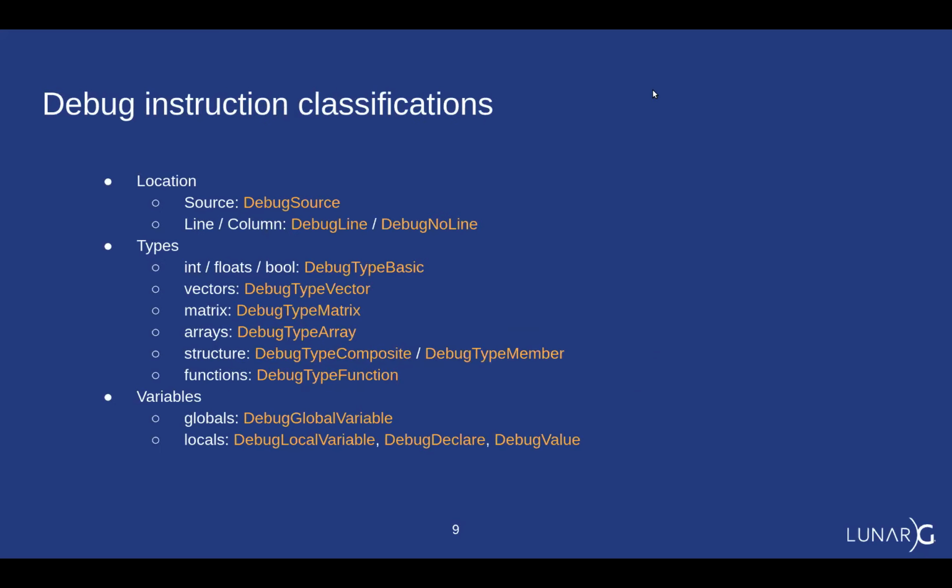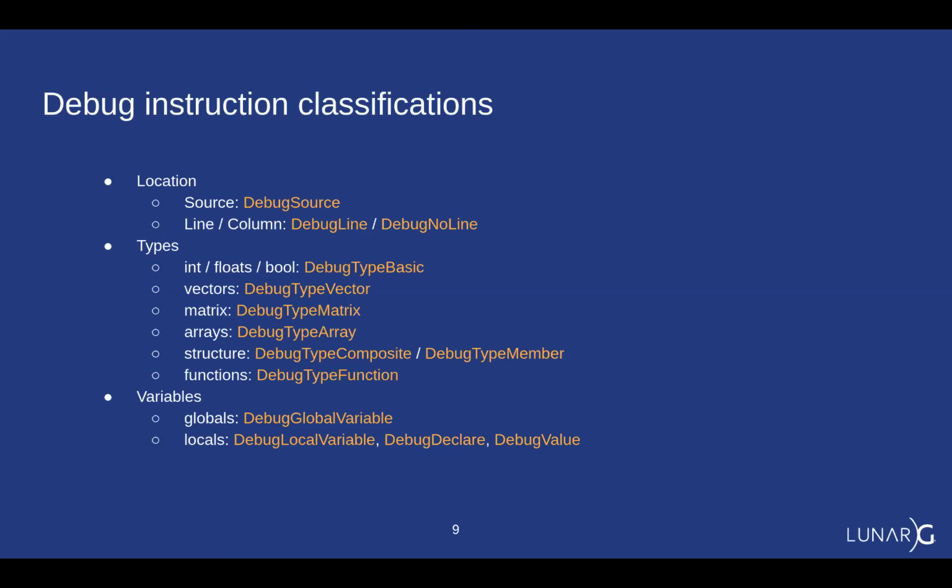I'll briefly go over what you might expect to see inside the SPIR-V, just so it's not a mystery. I've categorized this into 5 groups. These are just my classifications. They're not formally defined in the spec. The first is location instructions, things like debug line. And the next is the entire type system is replicated in debug information. So scalars, like ints, floats, bools, are all covered by an instruction called debug type basic. Vectors, matrices, arrays are all straightforward. Structures are a little bit weird. They're covered by a type called debug type composite.